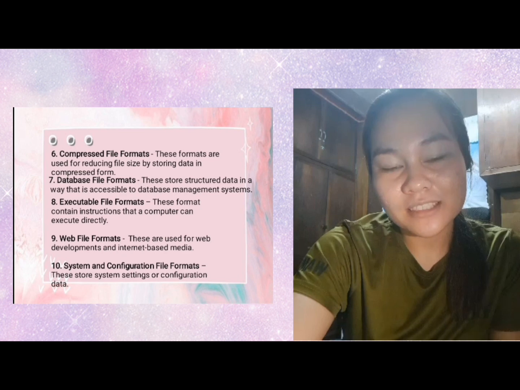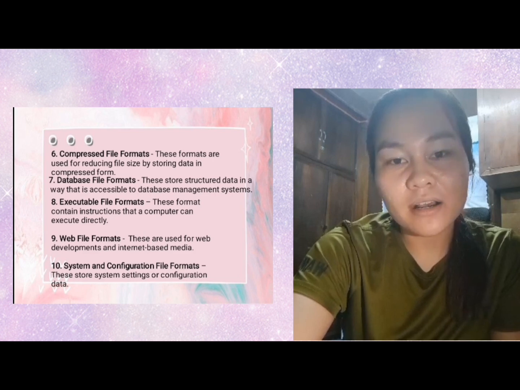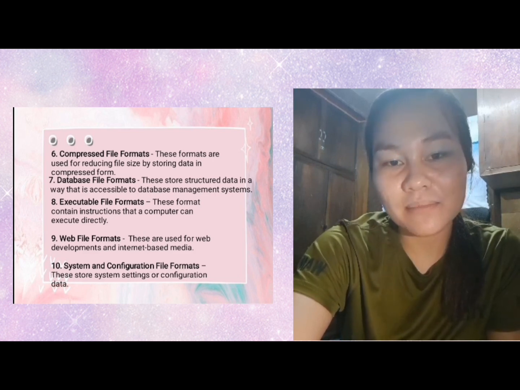Halimbawa ng mga compressed file formats ay ZIP, RAR at 7Z. Kapag binuksan ang mga compressed file, maaari mong i-extract o ibalik ang orihinal na nilalaman ng mga ito.